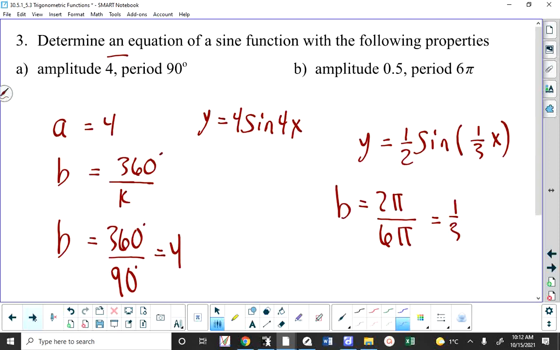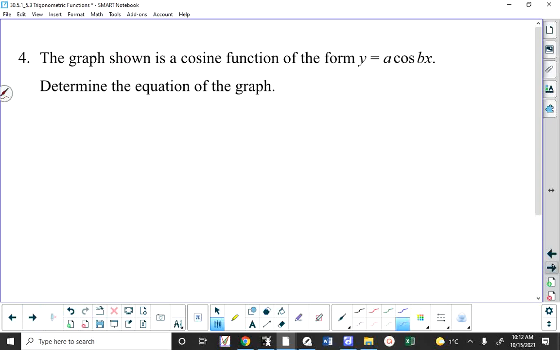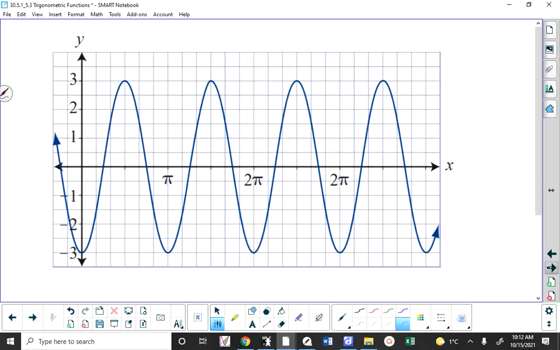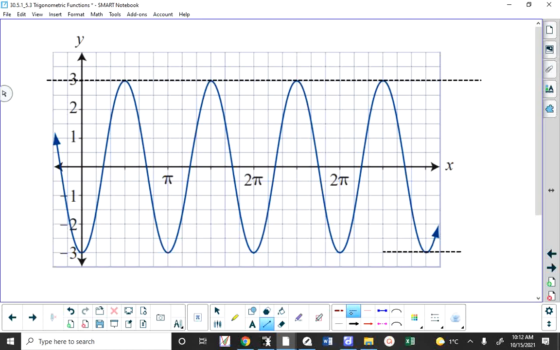Right, we have one last one to do. If this is a cosine function, what's the equation of the function? So this is no different than the previous example. We just have to pull a and b off of the graph. One thing I notice here is that the maximum value is 3. The minimum value is -3. The middle is 0. So I need an amplitude of 3, right? The amplitude is 3.